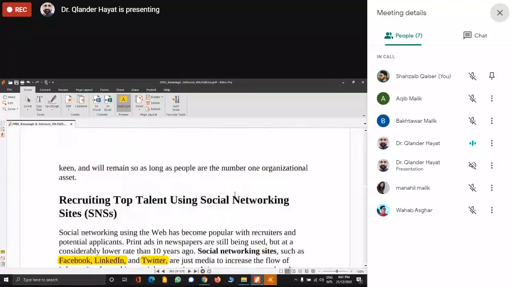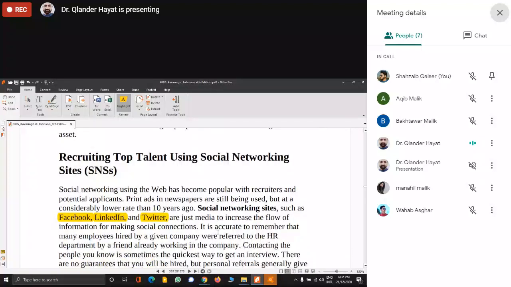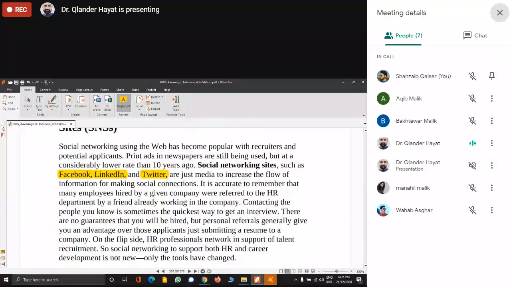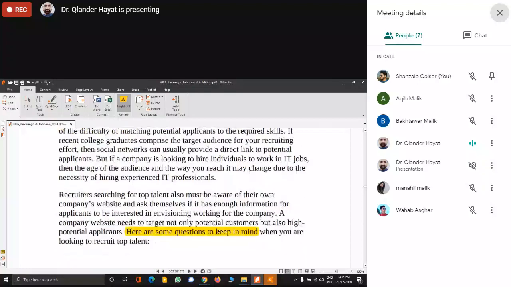Now we come to recruiting top talented employees using social networking sites. Most organizations nowadays find talented employees through social networks, because this method of attracting talented employees is very cheap and cost saving. Companies are using social networking sites, and among these websites Facebook, LinkedIn, and Twitter are important. Many organizations are posting their jobs on these websites, and from these they attract individuals.